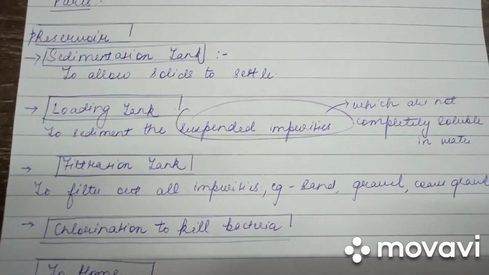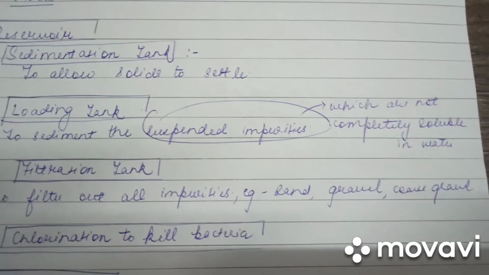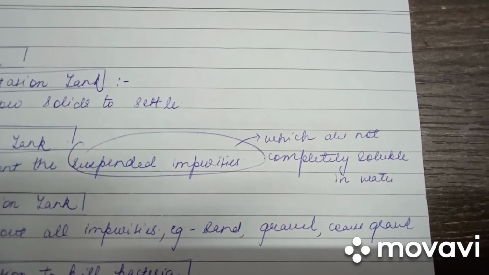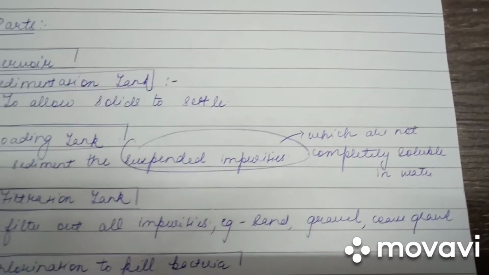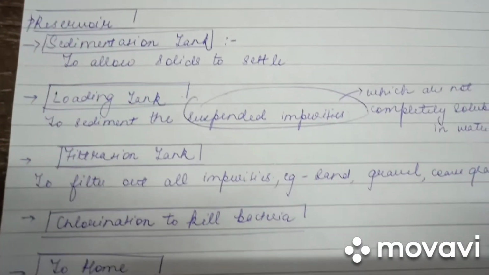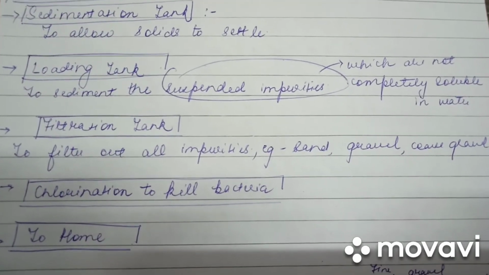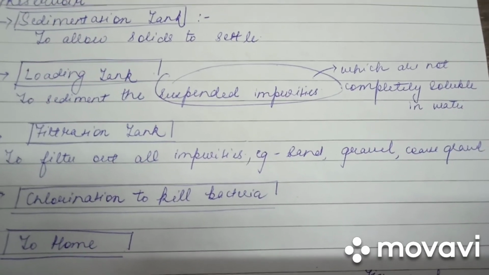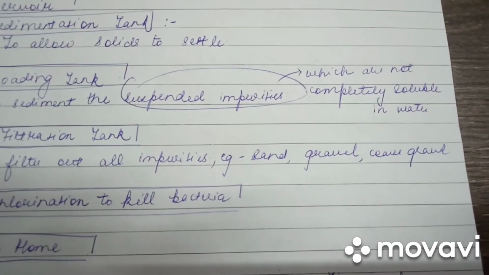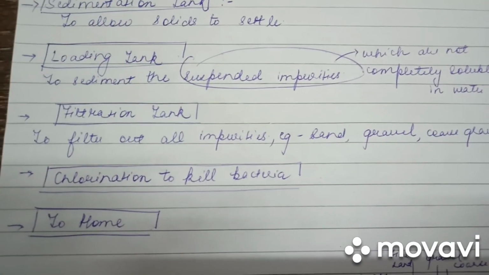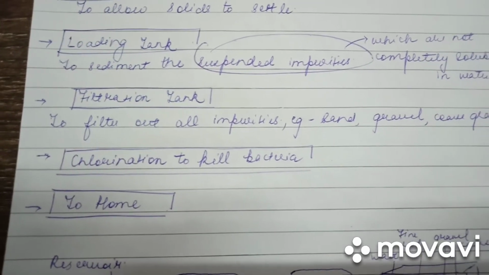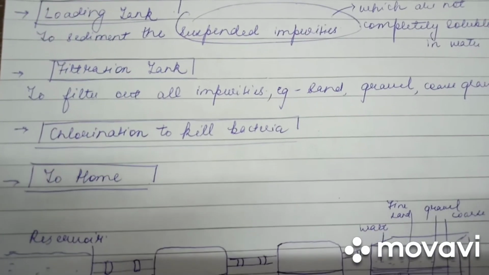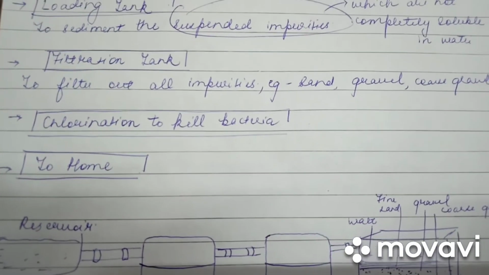Moving on, we have the loading tank, which is used to sediment the suspended impurities. Suspended impurities are those which are not completely soluble in water. They are allowed to sediment in the loading tank. Moving forward, we have the filtration tank. As the name suggests, it is used to filter out all the impurities, such as sand, gravel, coarse gravel. Then comes the chlorination tank, in which chlorination takes place in order to kill bacteria. And finally, water is supplied to our households.